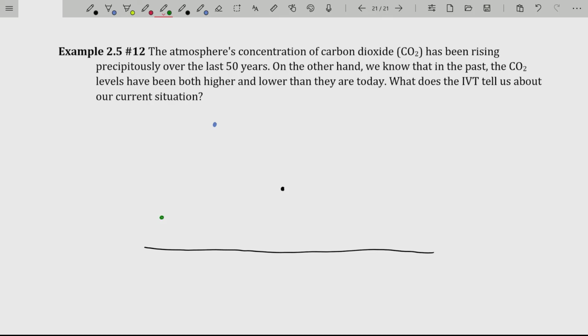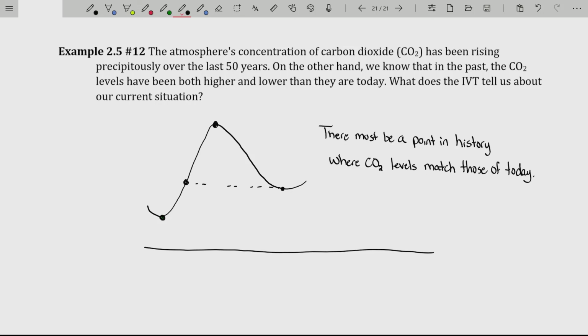They don't just jump from, let's say, 20 to 100 within a second. It just doesn't work like that. There's a smooth fluctuation. So if you draw a function that represents the CO2 levels over the years, it might look, I'm just saying, like this. So what does that mean? Well, it means since it was lower than where we are today and higher than we are today, there must be a point in the past that had our same CO2 levels. That is, there must be a point in history where the CO2 levels match those of today.